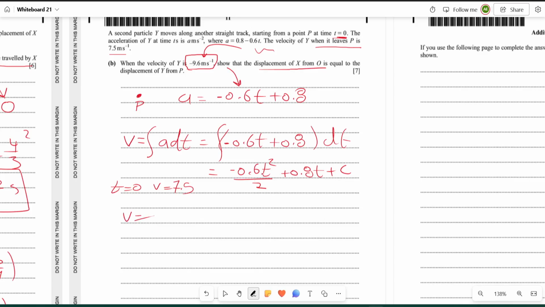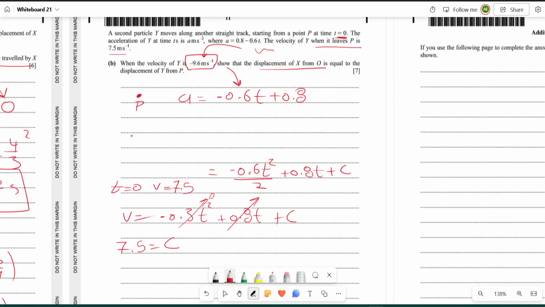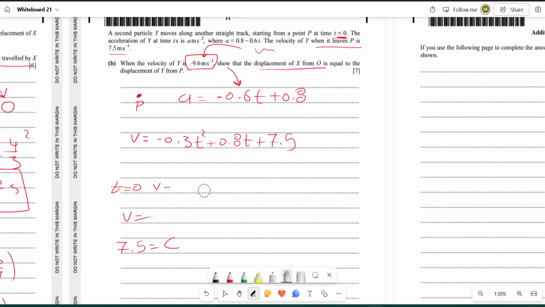So velocity, which is equal to negative 0.6 divided by 2, is negative 0.3 t squared plus 0.8 t plus c. The velocity is going to be 7.5 when t is 0. So if t is 0, those terms are going to be 0, and c is basically equal to 7.5. So we can erase all of this and just write that the velocity is going to equal negative 0.3 t squared plus 0.8 t plus 7.5. This is the velocity expression for the particle y.